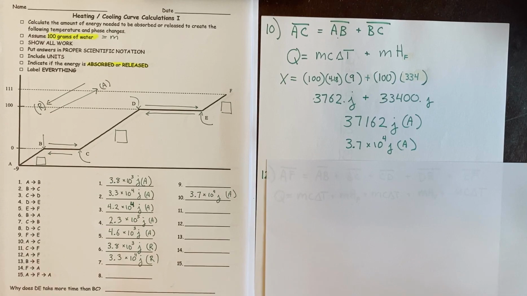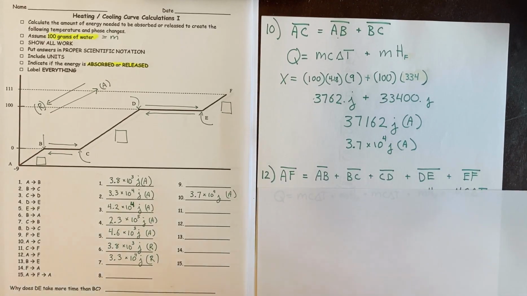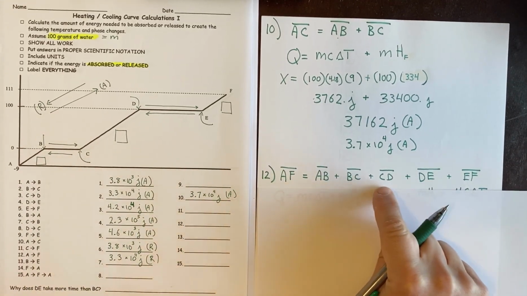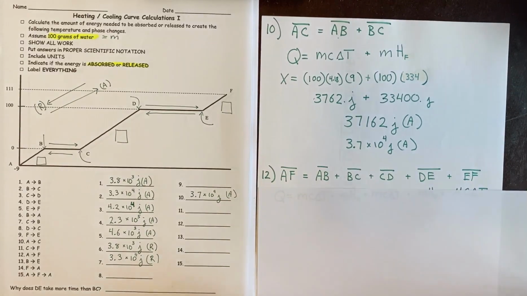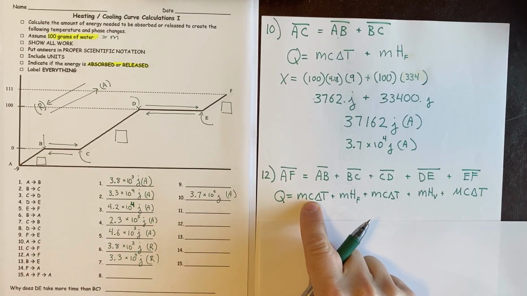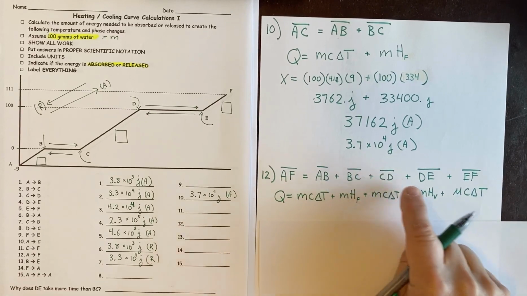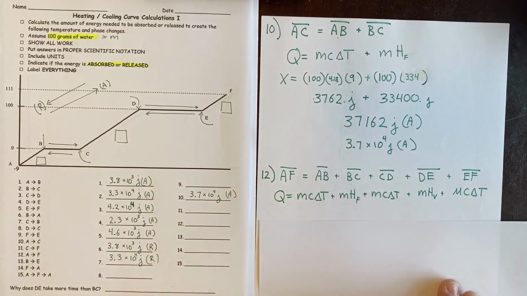So for A to F, it's going to look like this. AB plus BC plus CD plus DE plus EF. Then you're going to plug your formulas in. MC delta T for AB, this one for this one, and you're going to keep these neat. Then you're going to do all your numbers and solve it just like we did here.